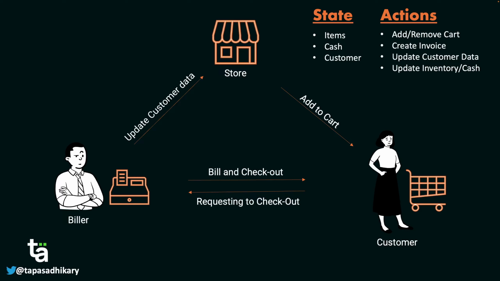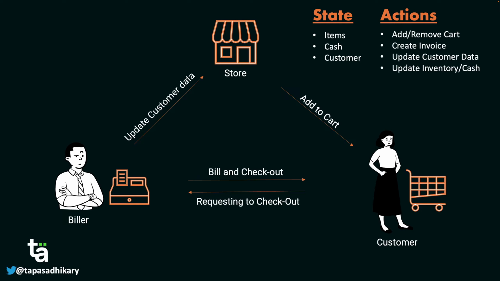And once you identify that, you're talking about predictability. That means whenever there is an action for adding or removing from the cart, the item state is going to get updated. Whenever there is an update to inventory or cash, the cash state is going to get updated. Whenever there is an update to the customer data, the customer state is going to get updated. You are now talking more about a predictable manner, because you are trying to associate action and state together. But how do they get associated? We're going to see that.